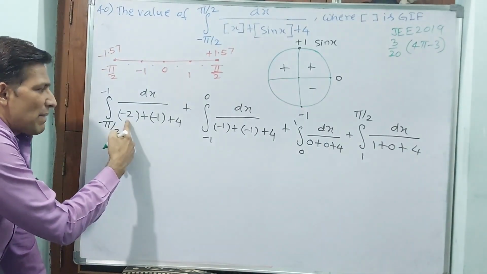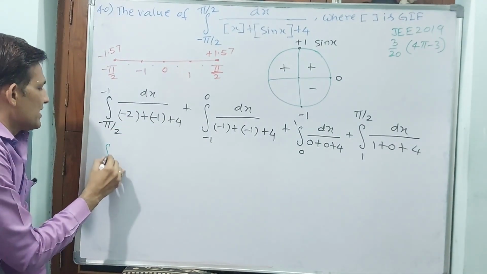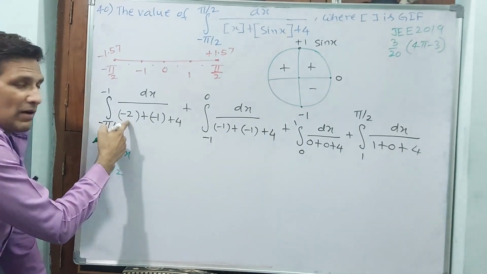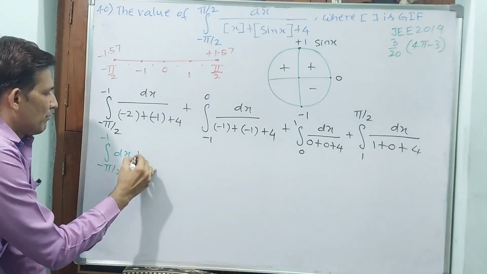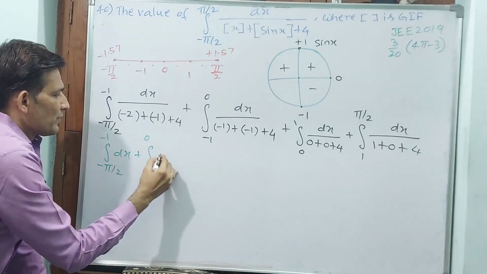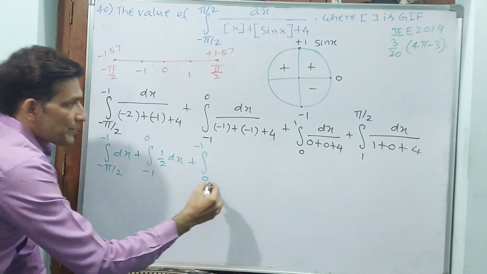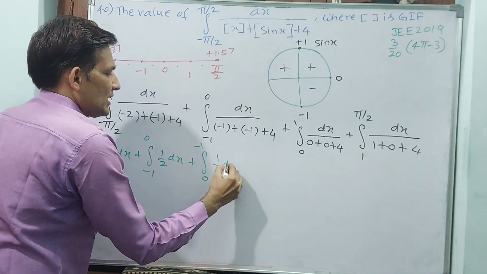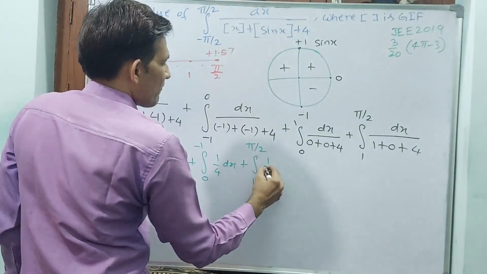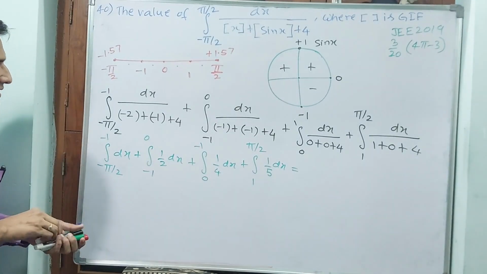Okay, you see, minus 2, minus 1, minus 3, plus 4, 1 by 1, 1. That means see, integral dx from minus pi by 2 to minus 1, 1 by 1 is 1. Plus integral minus 1 to 0, here also, minus 2 plus 4, 2, 1 by 2 dx. Plus integral 0 to 1, 1 by 4 dx, plus integral 1 to pi by 2, 1 by 5 dx, that is equal to. You understand now? Okay? That is the logic here.